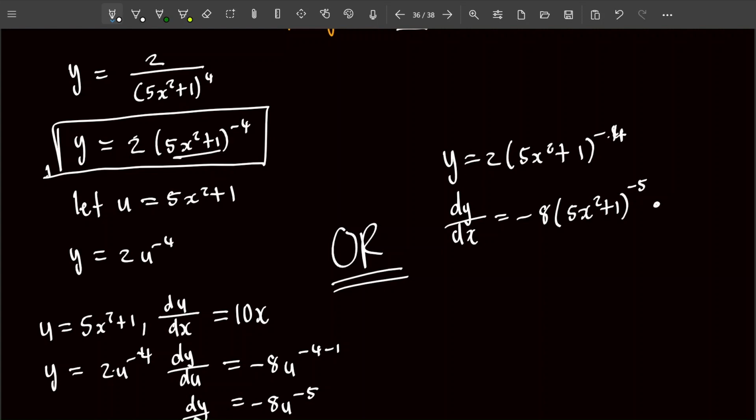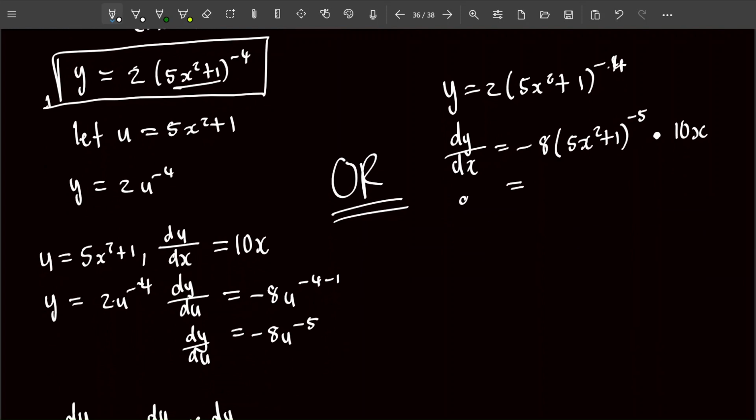Then times, you always multiply by what? The derivative of the inside. 2 times 5x squared, if you differentiate it, will be 2 by 5 is 10, then x, the power reduces by 1, will be just 10x. Then from here, dy dx will be equal to 10x by negative 8, the signs are different, your answer is negative 80x. Then you just bring in 5x squared plus 1 to the power of negative 5. You are done.